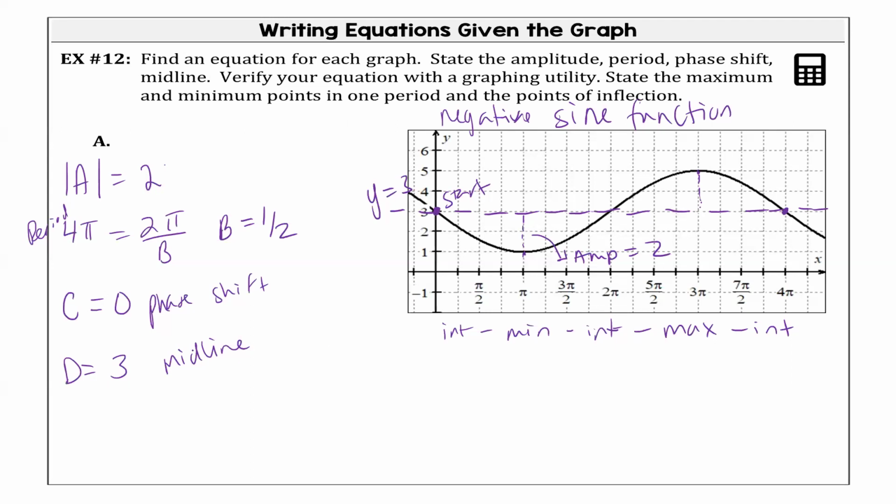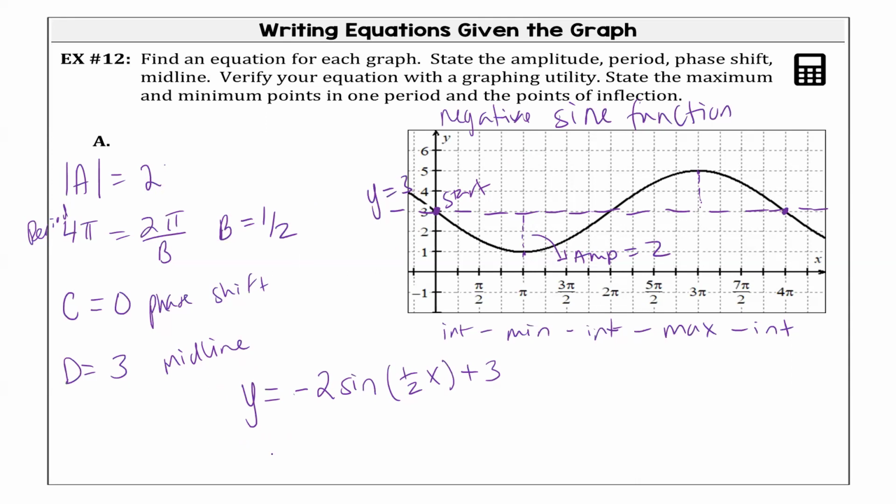Okay, and now we're going to create our equation. So we have y equals, and we know it's a negative sine, so that means our A value is negative 2 sine. Our B value is 1/2 x plus 3. And you can use a graphing utility to verify.